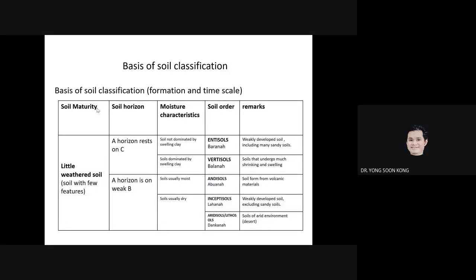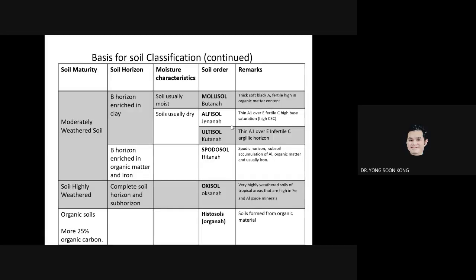And these are the same information as well. It's just these were grouped together according to the extent of weathering. So for soils that are little weathered, they are such and such. I don't want to continue again because I have already explained to you what those soil orders are. So these are considered little weathering.